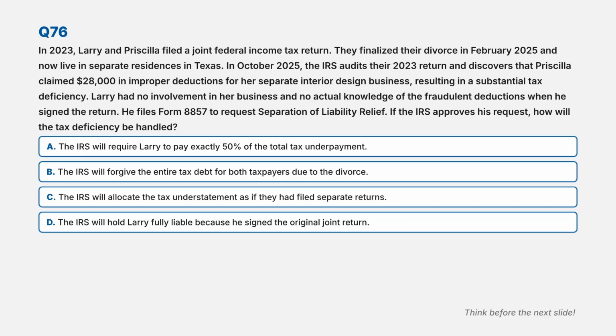A. The IRS will require Larry to pay exactly 50% of the total tax underpayment. B. The IRS will forgive the entire tax debt for both taxpayers due to the divorce. C. The IRS will allocate the tax understatement as if they had filed separate returns. D. The IRS will hold Larry fully liable because he signed the original joint return.